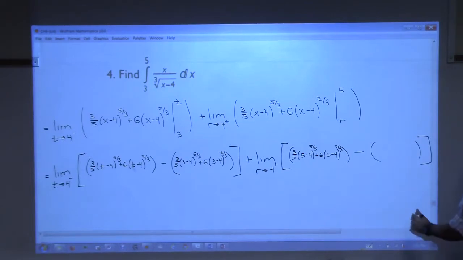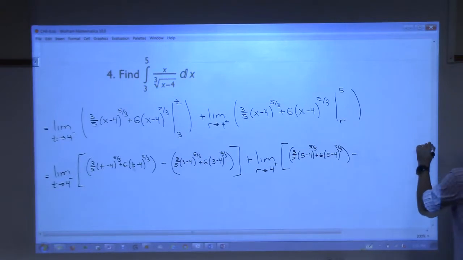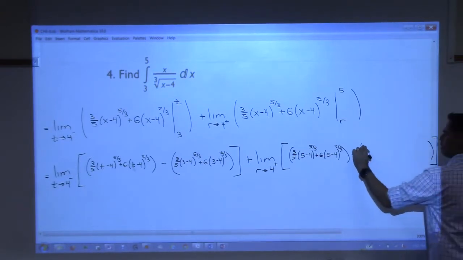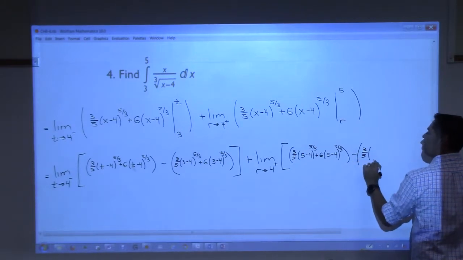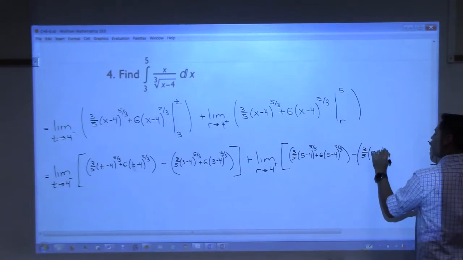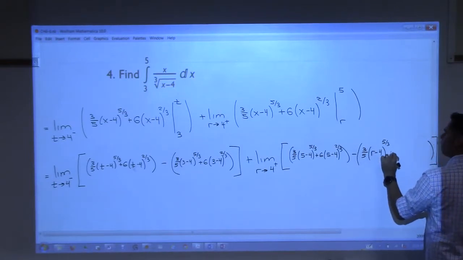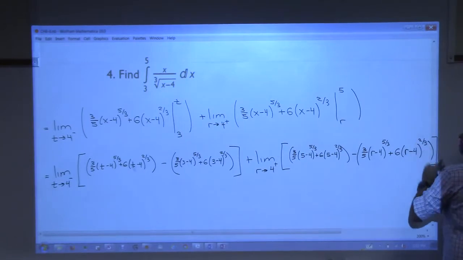I hope y'all can see that. I'm running out of room. Three-fifths, I'm replacing it with r. r minus 4 to the 5/3 plus 6 times r minus 4 to the 2/3.